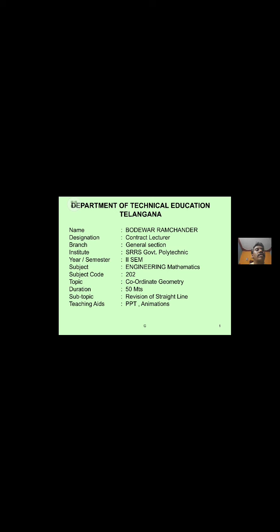Now the sem is second sem, subject engineering mathematics, subject code 202, topic coordinate geometry, and duration 50 minutes. Subtopic revision of straight lines, teaching aids PPT, animations. So this is the first class of the second sem, and in this second sem we have 6 units. First unit is coordinate geometry, and in that first chapter is straight lines.